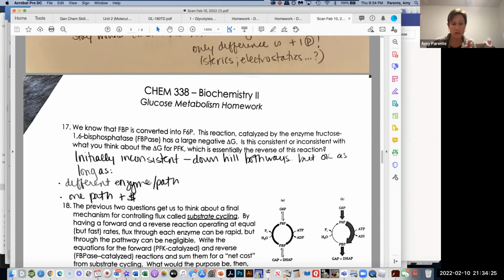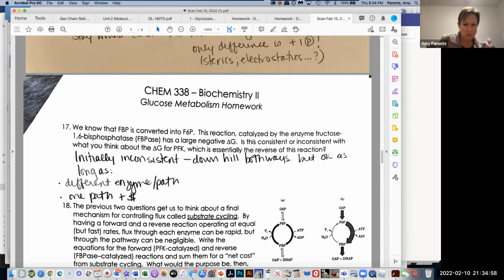So the forward direction for glycolysis is PFK, and the reverse direction, what we now know as gluconeogenesis, is FBPase. So we're not inconsistent as long as we choose a different enzyme and pathway, and we ensure that one pathway has the input of energy. And as we know, that input of energy comes in step 3, which is PFK chemistry, which requires the use of ATP. Okay, so that was that question.